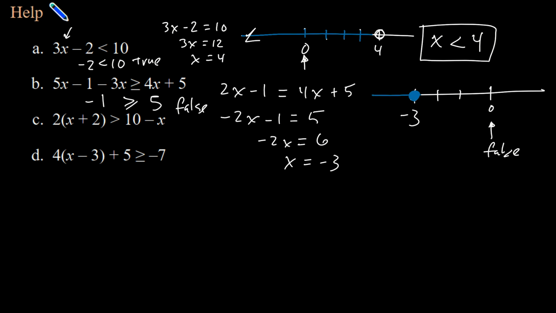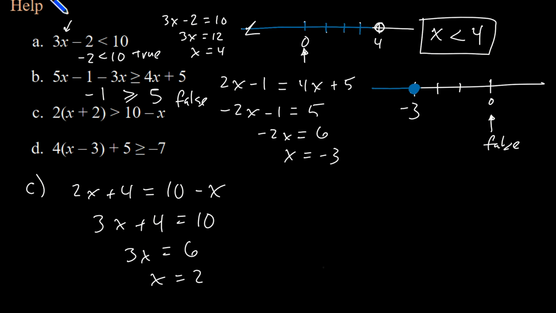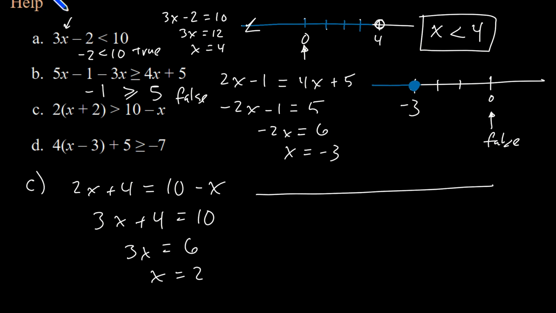Let's do C right here. So in question C, again, we're treating this like an equation, so I'm going to go ahead and distribute the 2x plus 4, set it equal to 10 minus x. I'm going to add an x to both sides, so I get 3x plus 4 is 10. I'm not going to add 4, I'm going to subtract 4, I get 3x is 6, therefore x is 2. So it looks like my boundary condition is at x is 2, so here's 0, and then 1, and then 2. This is going to be an open boundary, again, because it doesn't have the or equal to.